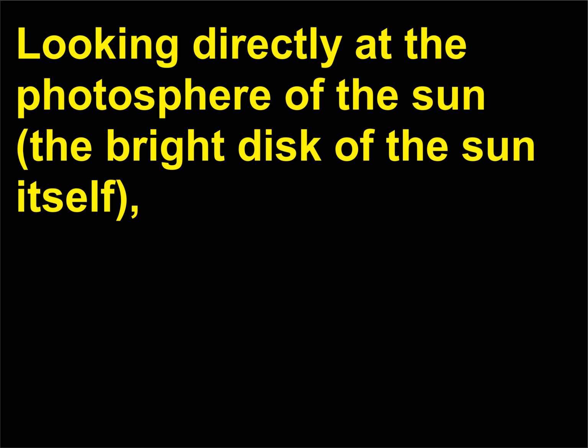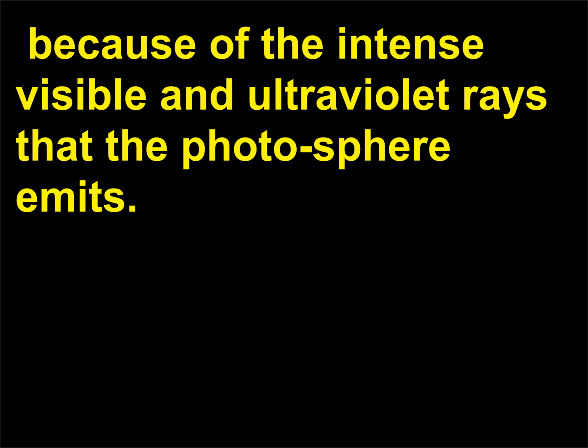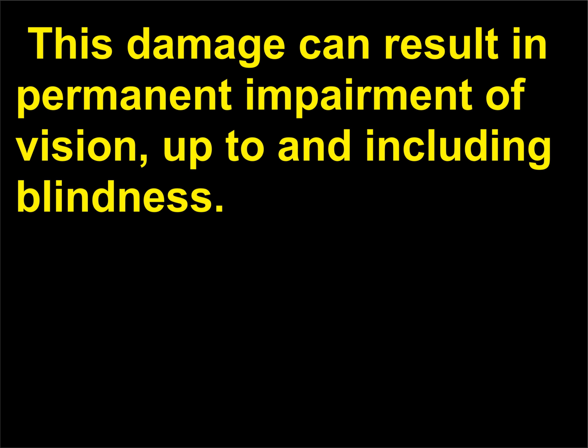Looking directly at the photosphere of the Sun, the bright disk of the Sun itself, even for just a few seconds, can cause permanent damage to the retina of the eye. Because of the intense visible and ultraviolet rays that the photosphere emits. This damage can result in permanent impairment of vision, up to and including blindness.